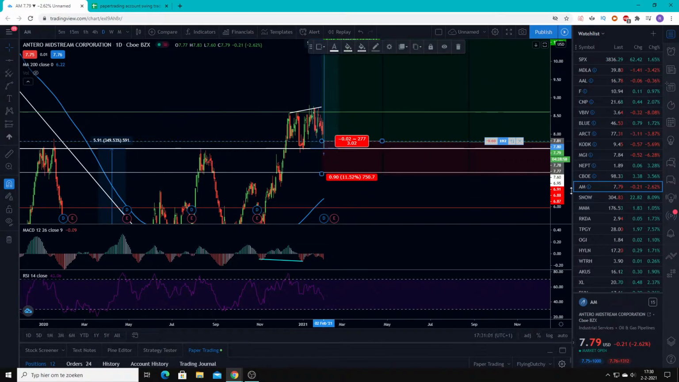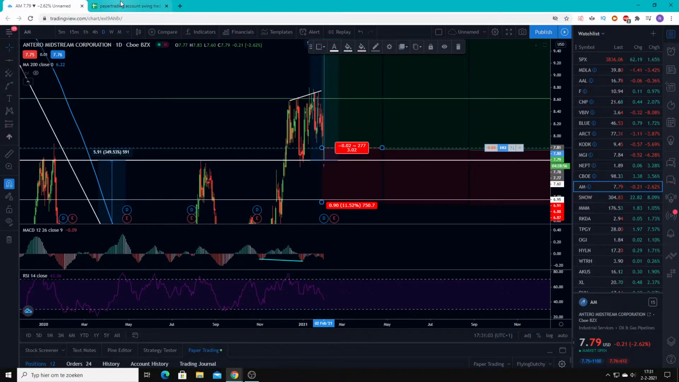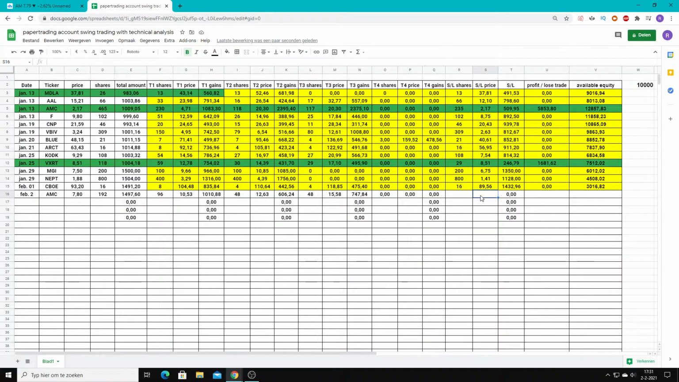And that is 6.91. At 6.91 we sell all our shares and we take our loss. Then we lose $180. So this one is now in play, so we make everything yellow. And there we go, the trade is now active. And we have 1500 left for a new trade.